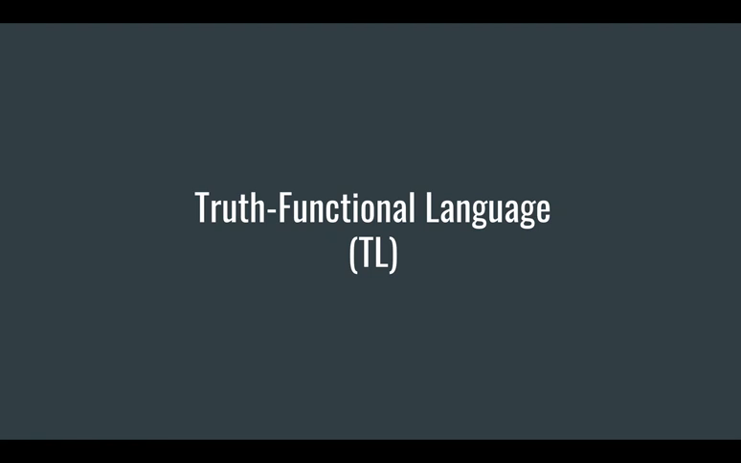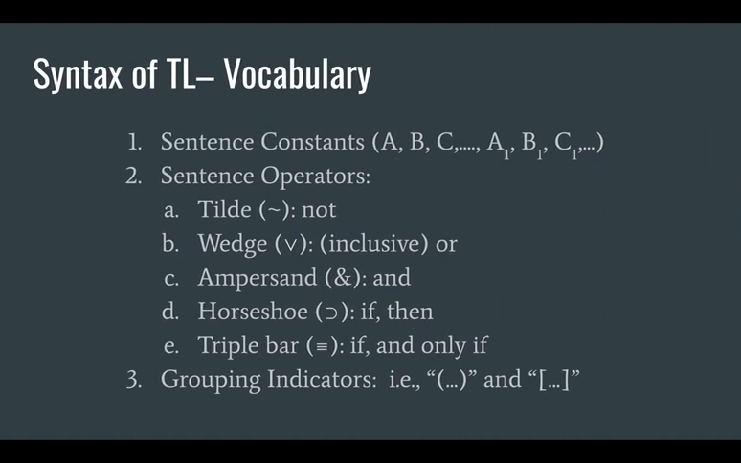Hi everyone. Today we're going to start working with TL, our truth functional language. So the first thing we should do is make sure everyone understands the syntax of TL, in particular the vocabulary. We are using capital letters as our sentence constants, and we're allowed to use any capital letter A through Z. If we run out of capital letters at that point, we are allowed to use subscripts, but we won't get there in this course.